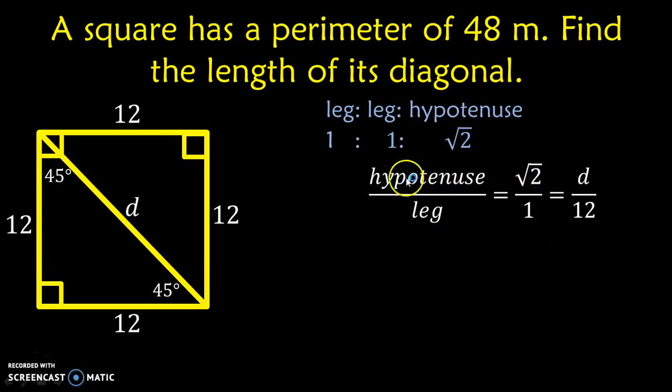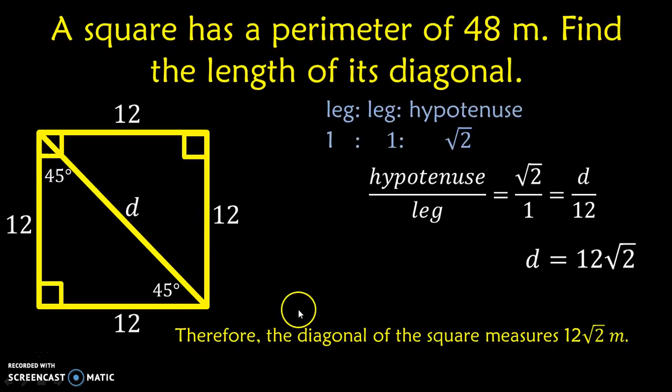And we know that the hypotenuse is denoted by d and the leg measures 12. So by cross multiplication, we have d times 1, which is d, equals 12 square root of 2. Therefore, the diagonal of the square measures 12 square root of 2 meters. Or just multiply the side by square root of 2. And there you have it. We have the diagonal.